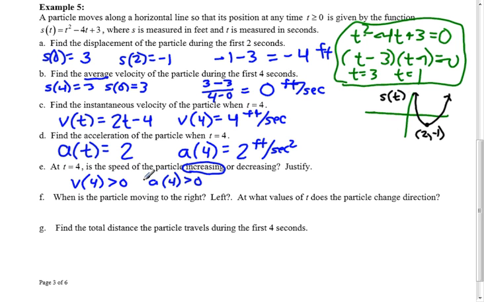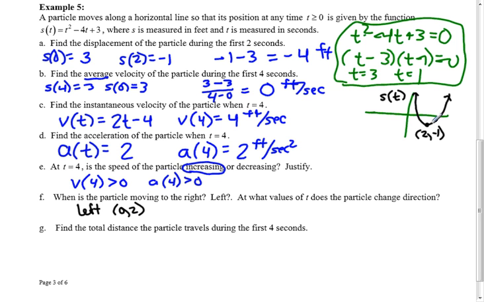So where is the particle moving, to the right or to the left? Where does it change direction? Well, if we look over here, the velocity from 0 to 2, the velocity or the slope is negative. So that means that I'm moving backwards. So it's moving left from 0 to 2.